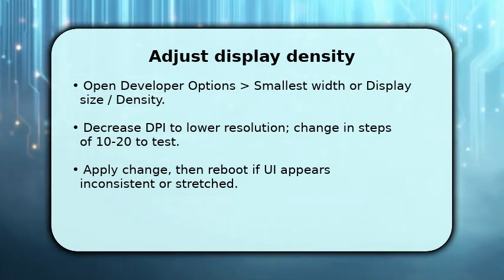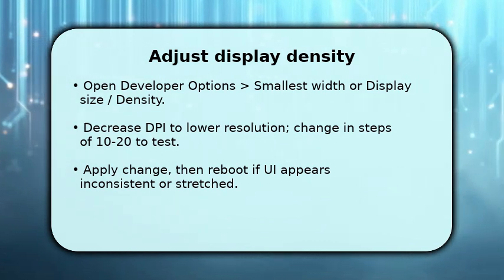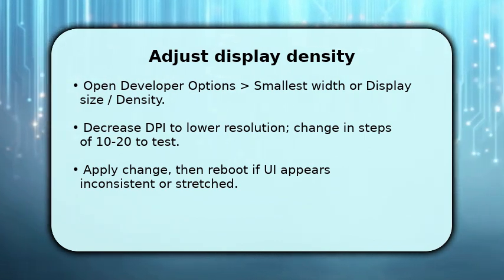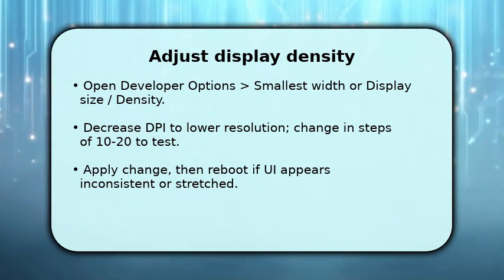Start by decreasing in small steps, like 10 to 20 units, to observe the effect. After each change, check Home Screen, Apps, and Text Legibility. If icons or text become too small or overlapping, reverse the last step.